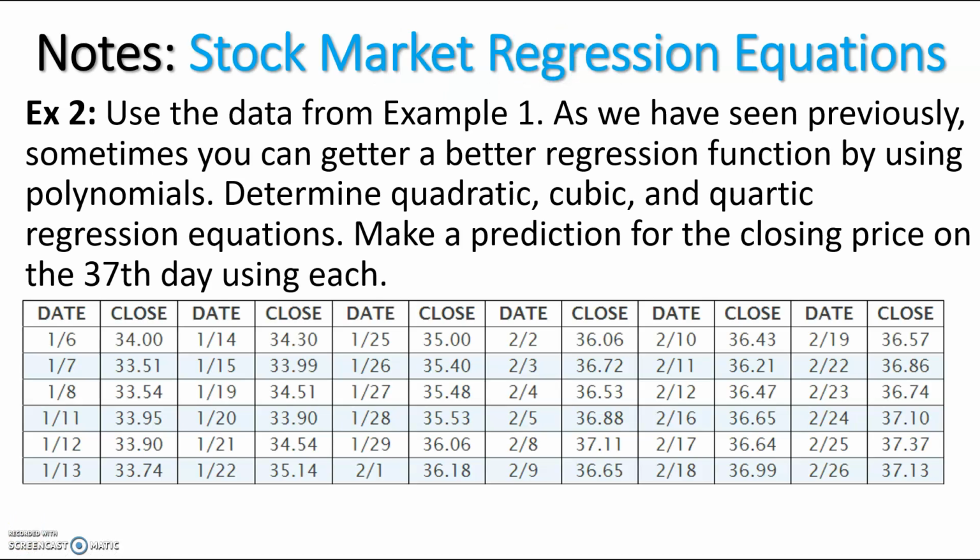Example 2. Use the data from example 1. As we have seen previously, sometimes you can get a better regression function by using polynomials. Determine the quadratic, cubic, and quartic regression equations, and then make a prediction for each of the closing prices on the 37th day using each of those models.